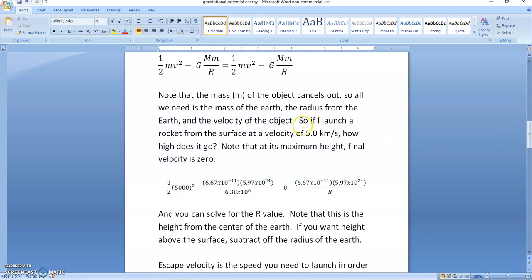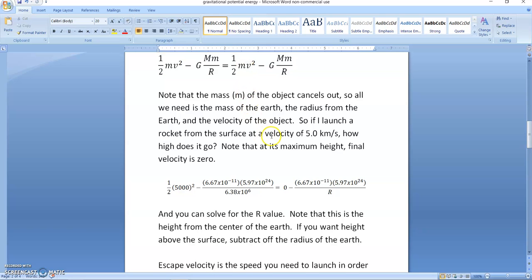What if we launch a rocket from the surface of the Earth at a velocity of 5 kilometers per second? Notice we tend to give these things in kilometers, but you've got to convert to meters. How high does it go? Well, it's going fast enough we can't use just mgh anymore. So realize, just like before, just like with launching Zoe into the air or whatever, the final velocity is 0. So up here, your final 1/2 mv squared will be 0.